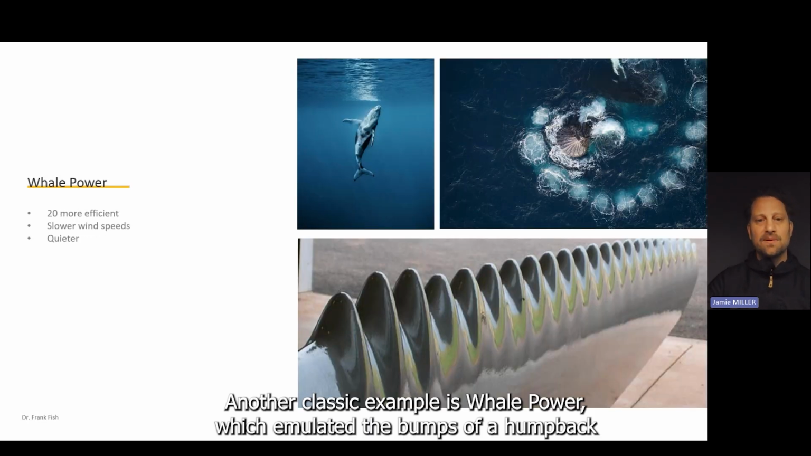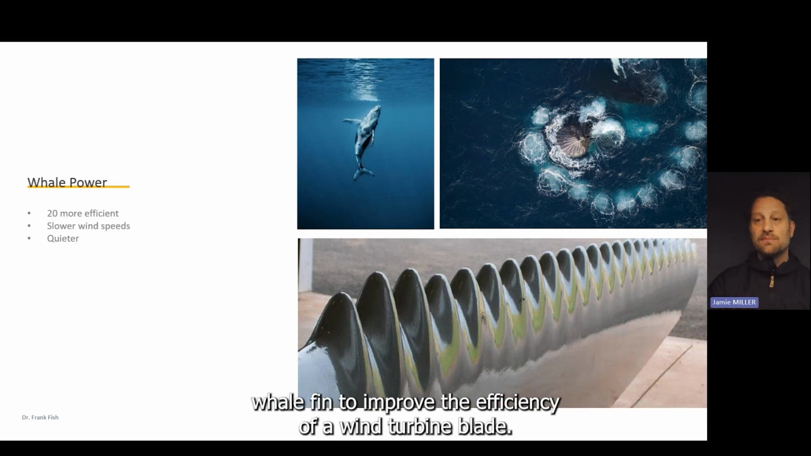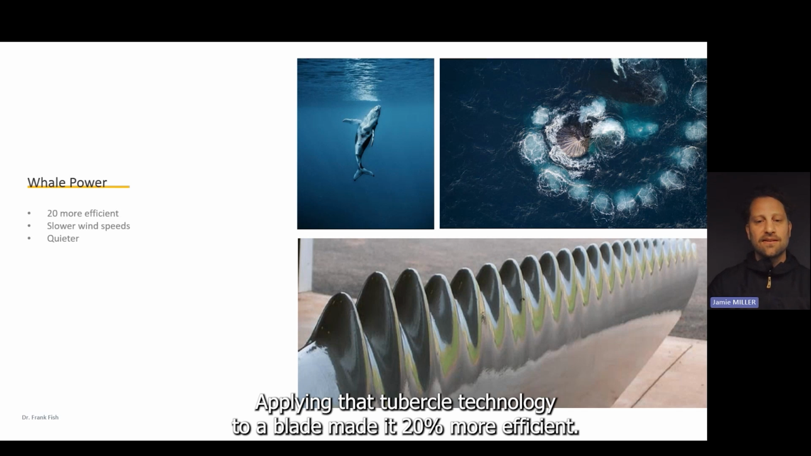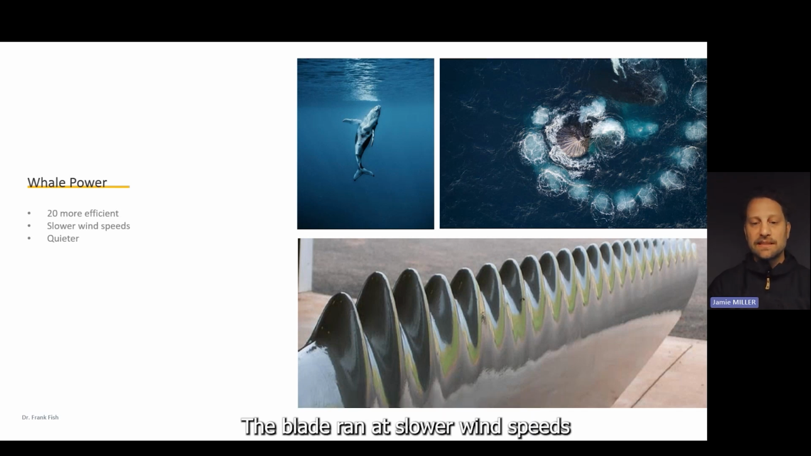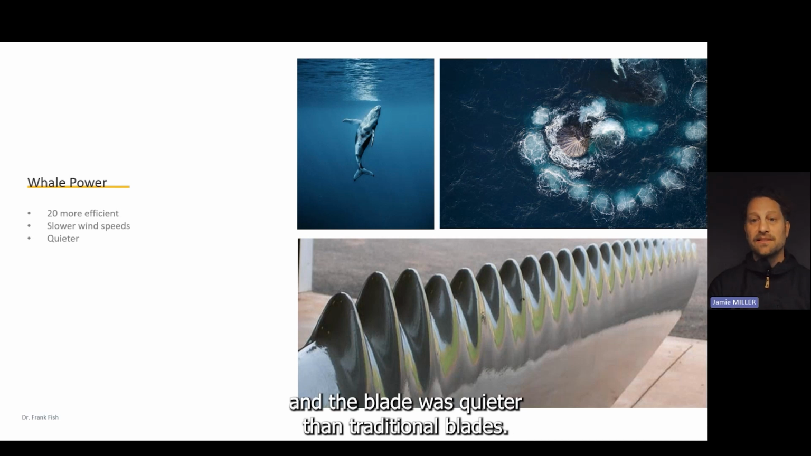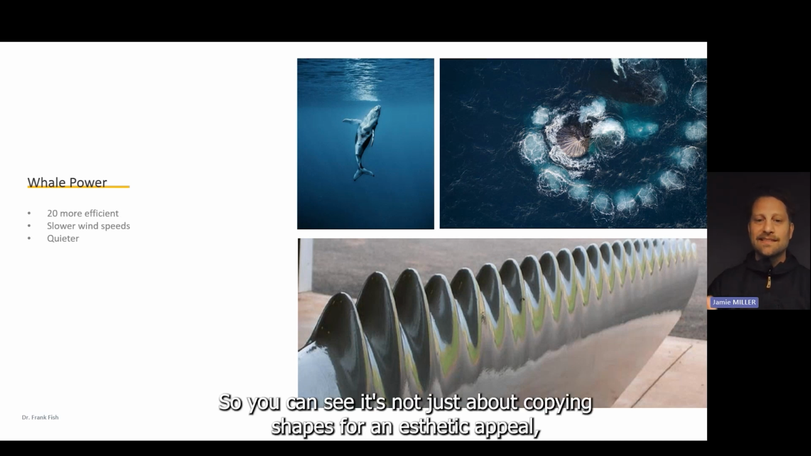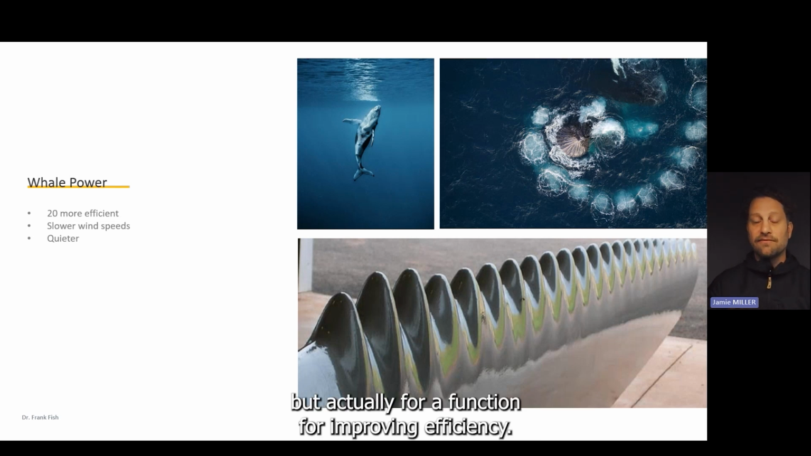Another classic example is whale power, which emulated the bumps of a humpback whale fin to improve the efficiency of a wind turbine blade. Applying that tubercle technology to a blade made it 20% more efficient. The blade ran at slower wind speeds, and the blade was quieter than traditional blades. So you can see it's not just about copying shapes for an aesthetic appeal, but actually for a function, for improving efficiency.